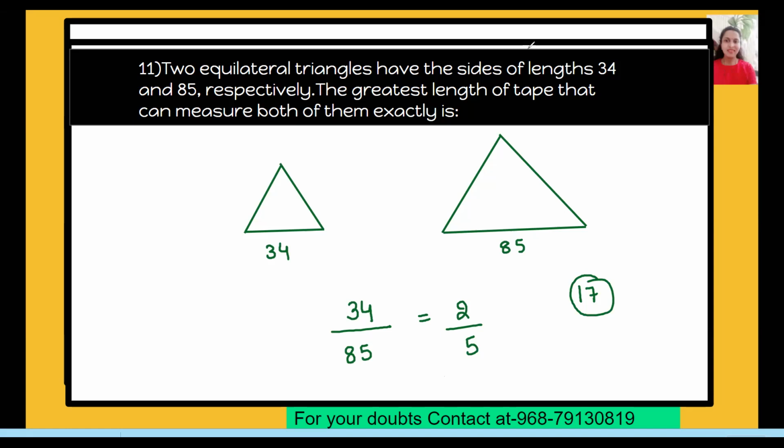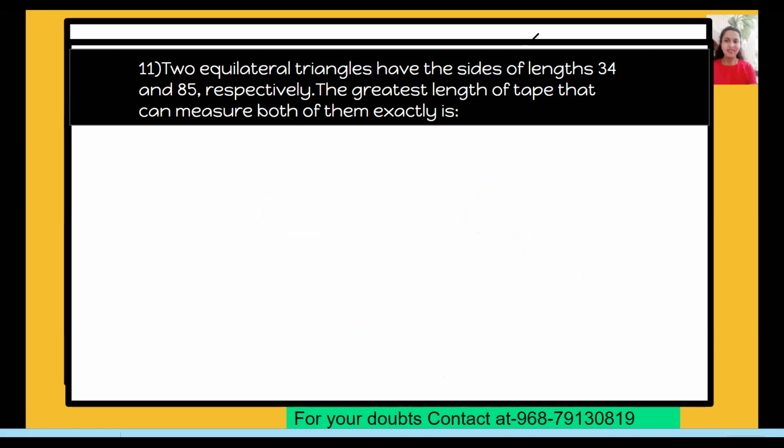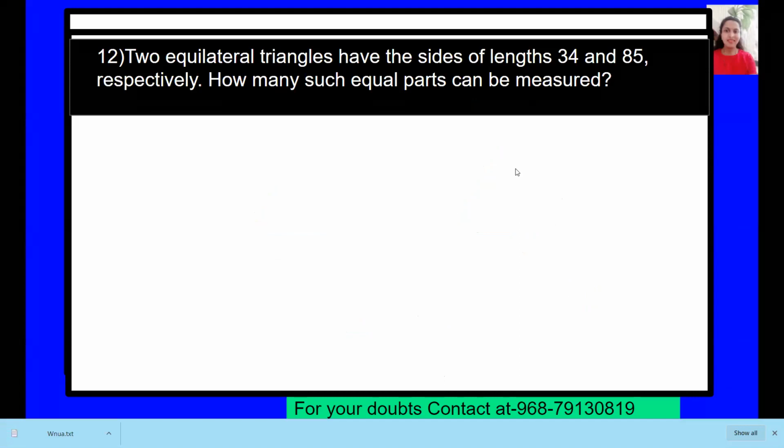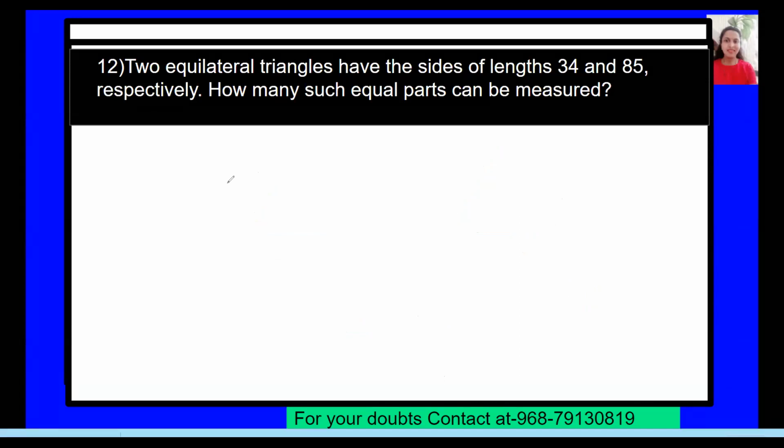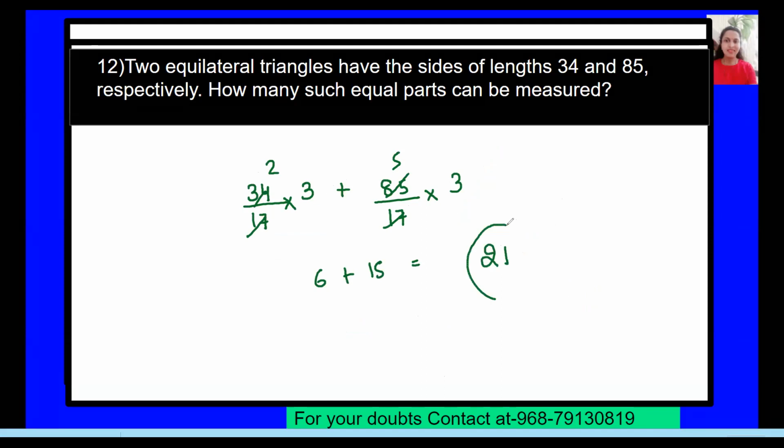Let's go to the second part of this question. The second part says how many such equal parts can be measured. So what we are going to do, 34 by 17 times 3, because there are three equal sides, plus 85 by 17 times 3. So how much is it coming? Here it is coming 6 and here it is coming 15. So how many equal parts can be measured? 21 equal parts can be measured.